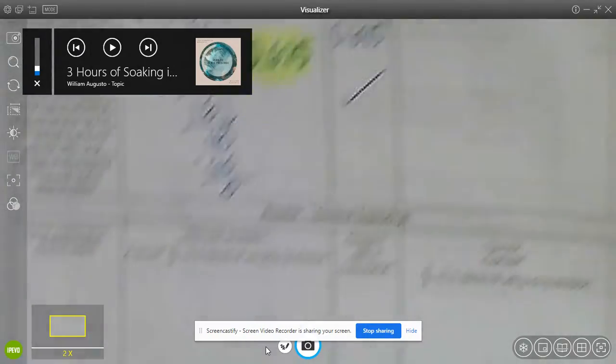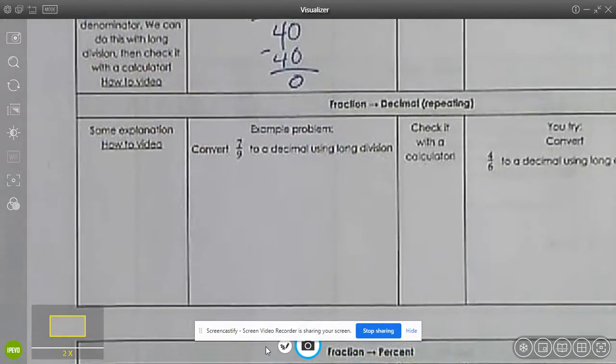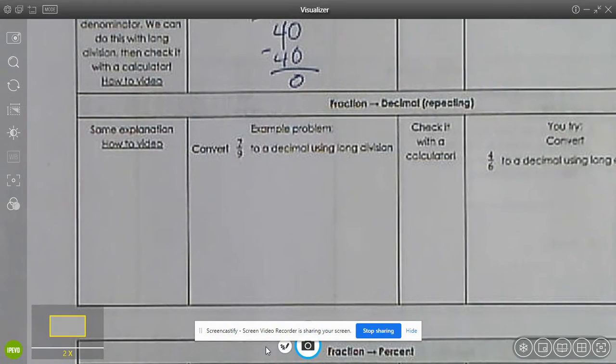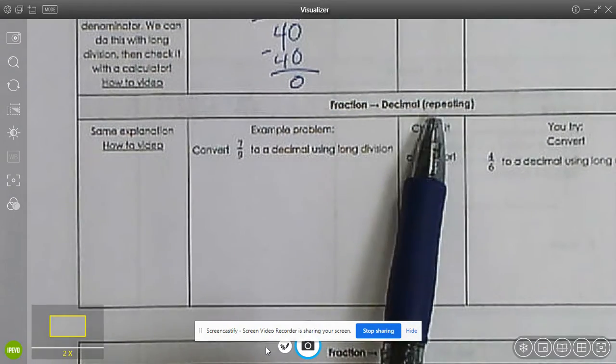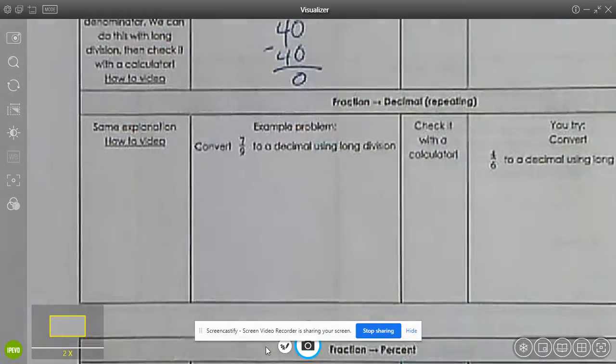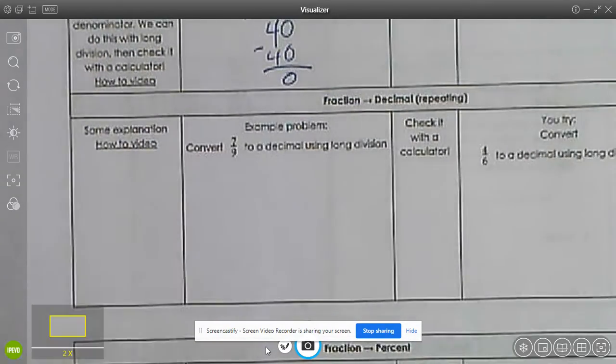So for the next example, we're going to be doing a fraction to decimal again. It's a very similar explanation, except this time we're going to end up with a repeating decimal, and you'll see why in just a moment. So we're going to go ahead and set it up.